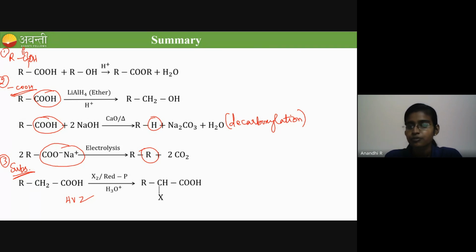Don't just memorize all the reactions. Just try to find out the conversion alone. For example, in decarboxylation with soda lime mixture, I'm getting RH. In electrolysis, I'm getting R-R. Like that you study. Don't just simply memorize CH3COOH plus NaOH forms CH4. Don't memorize, just understand. Only the conceptual understanding will fetch you good marks in your competitive exams, whether it is NEET or JEE.